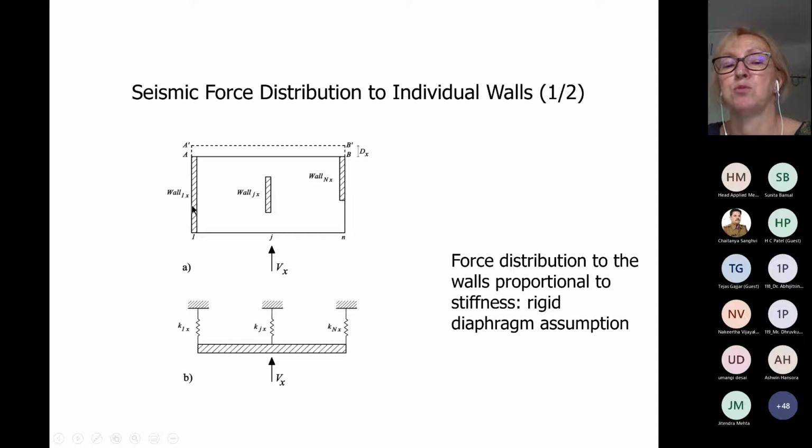So in this case, we have this wall I on the left side, which is the longest. The walls are the same thickness, but the one is the longest.